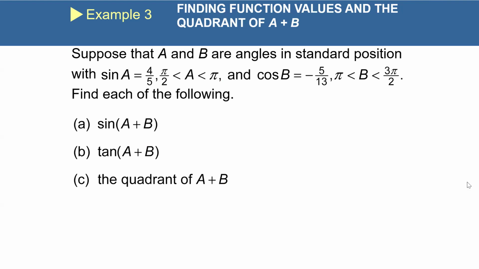So based on your quadrant, you have to pay attention to what's taking place. So it says, suppose that A and B are angles in standard position, with sine A being 4 over 5, and A being between pi over 2 and pi, which means it's in what quadrant? Quadrant 2. Does that make sense? And cosine of B is negative 5 over 13, and B is between pi and 3 pi over 2. So what quadrant are we in? 3. So our two angles are drawn in 3.